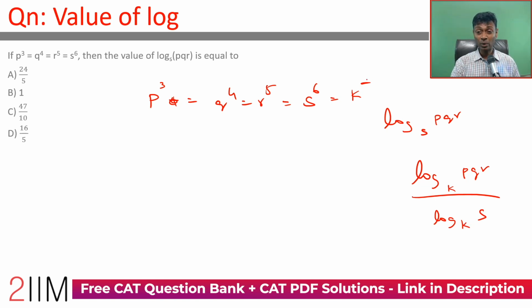Equal to k power what? That is the key thing. We want this to be a multiple of 3, 4, 5 and 6. LCM of 3, 4, 5 and 6 is LCM of 4, 5 and 6. LCM of 4 and 6 is 12. 12 and 5 is 60. So P equals k power 20, Q equals k power 15, R equals k power 12, S equals k power 10.